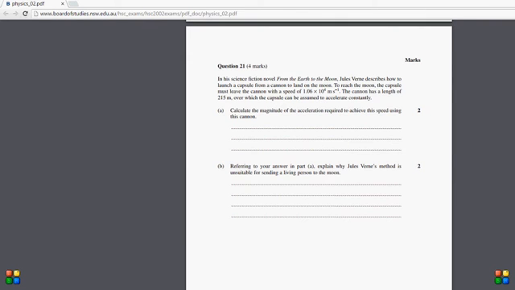Okay, in this science fiction novel, alright, yeah. Okay, so to reach the moon, the capsule must leave the cannon at a speed of that number, which is very large. The cannon must have a length of 215 meters, over which the capsule can be assumed to accelerate constantly. Calculate the magnitude of the acceleration required to achieve this speed using the cannon.